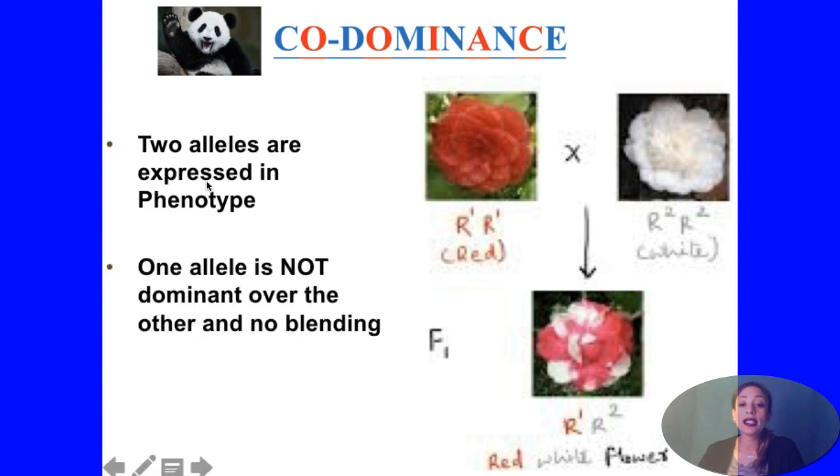That's why right here in this example, they are actually going to both show up. So we have red and white petals, and they both show up equally in the actual new offspring. It's not a blend, so it's not a pink flower. It's actually a red and white petal flower now. That's codominance.